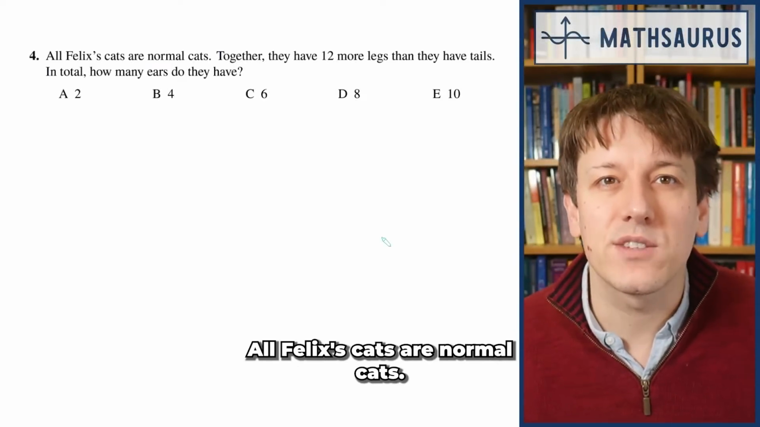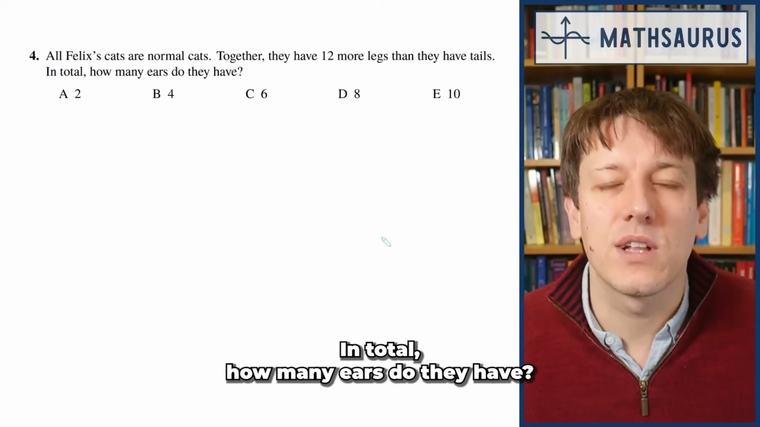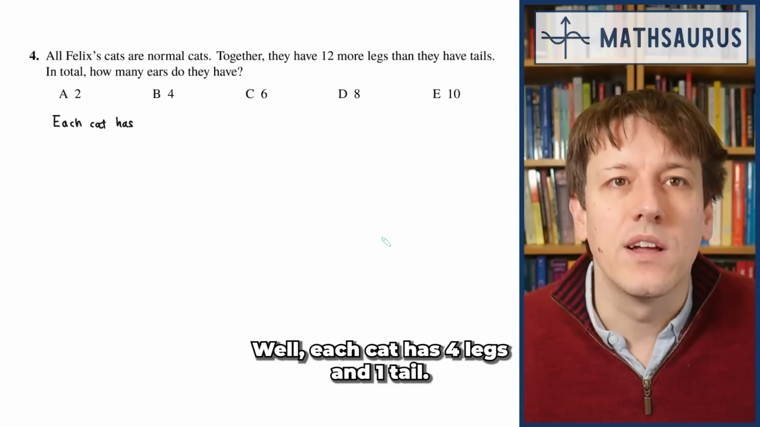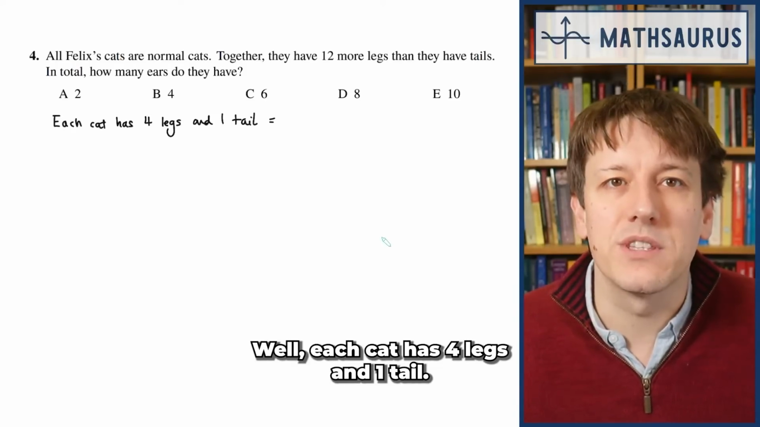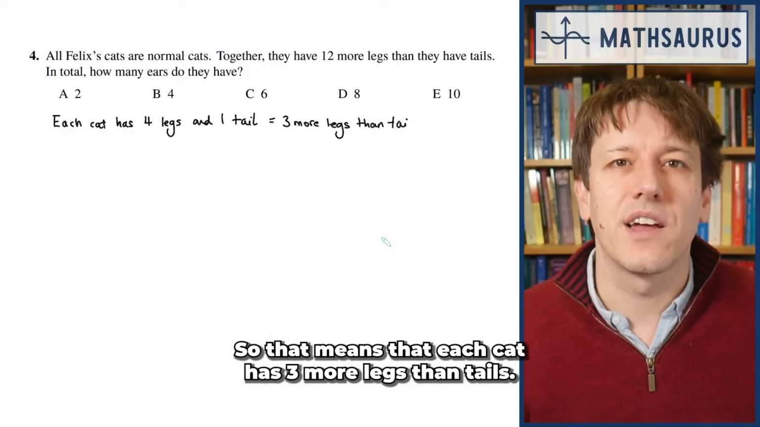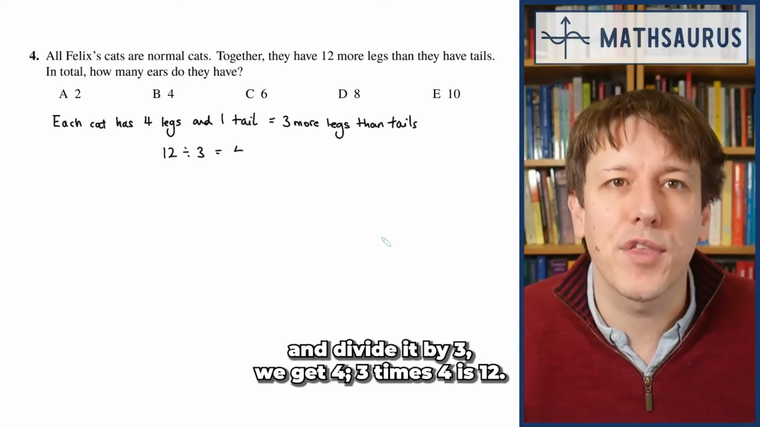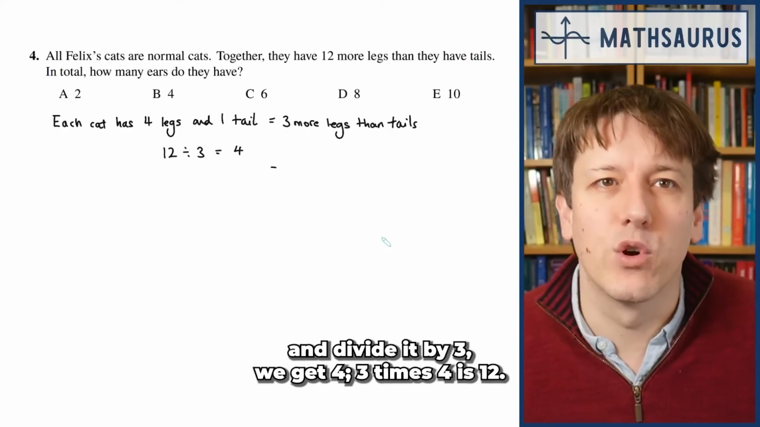All Felix's cats are normal cats. Together they have 12 more legs than they have tails. In total, how many ears do they have? Well, each cat has 4 legs and 1 tail, so that means that each cat has 3 more legs than tails. So if we take that number in the question, 12, and divide it by 3, we get 4. 3 times 4 is 12.